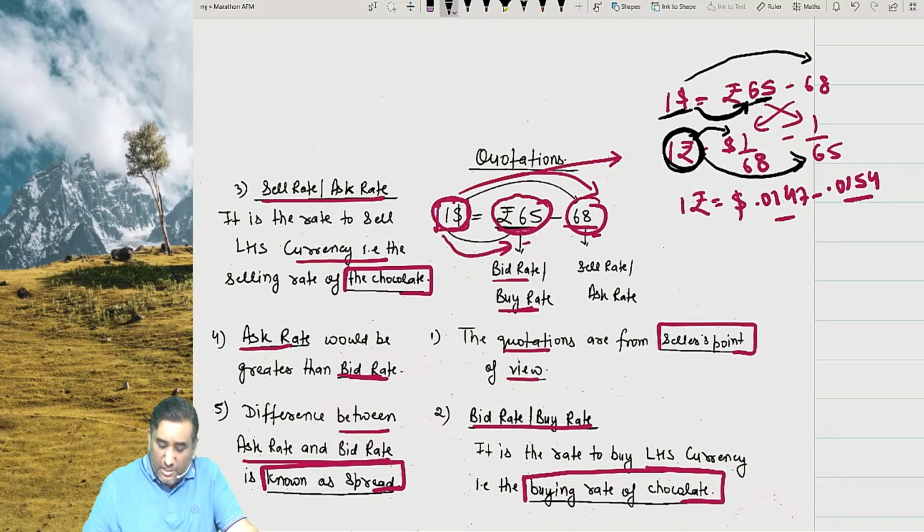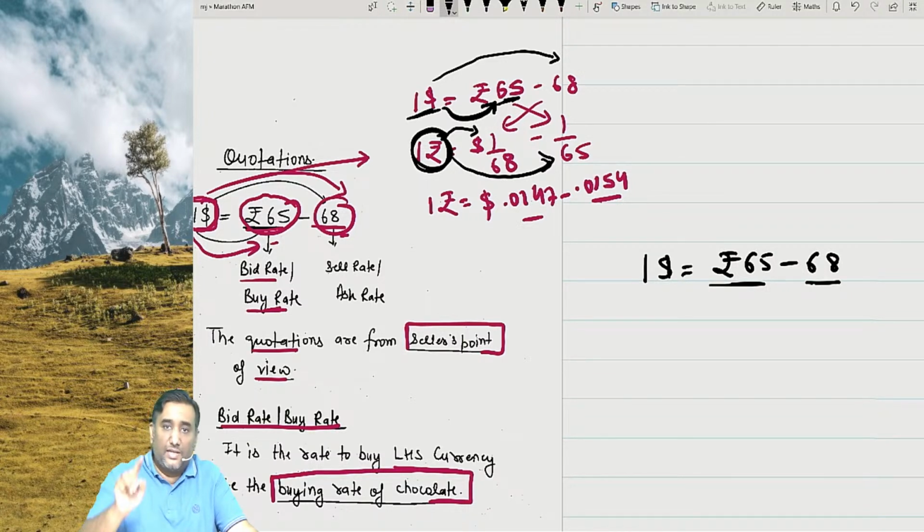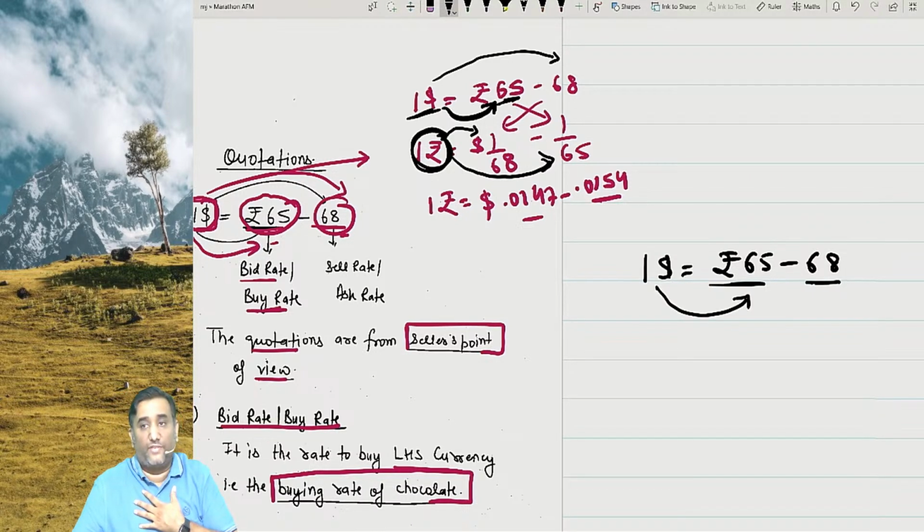Now let's try to speak from your perspective. Let's suppose this was given as 65 and 68. This is a bid rate, the bank will buy. This is the rate at which the bank will sell. You are an exporter. You will go to the bank and say you will receive foreign currency, you will sell. You are selling, I'll be buying. Which rate will I apply? 65.